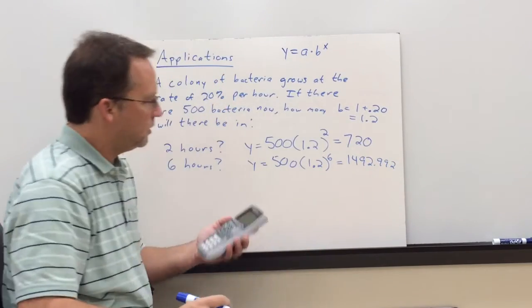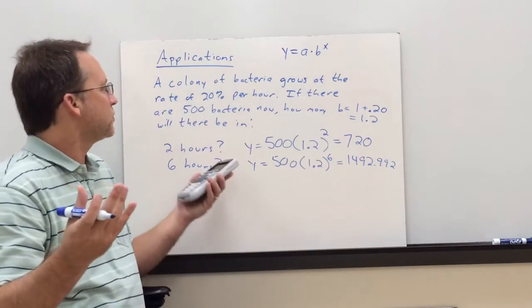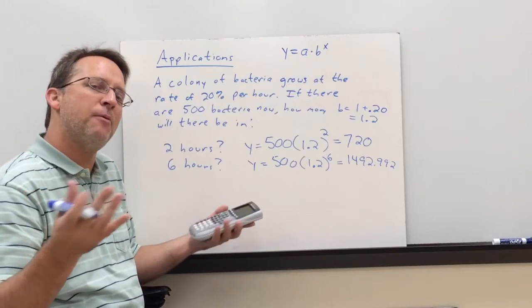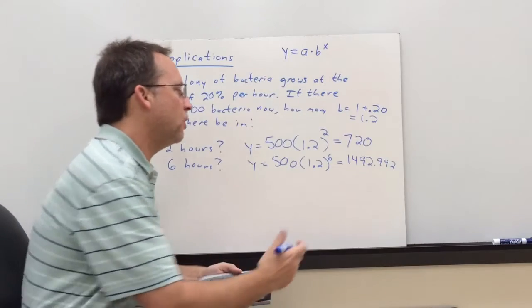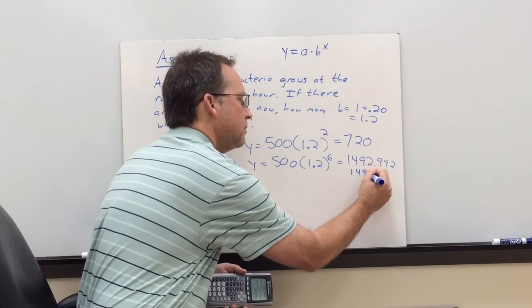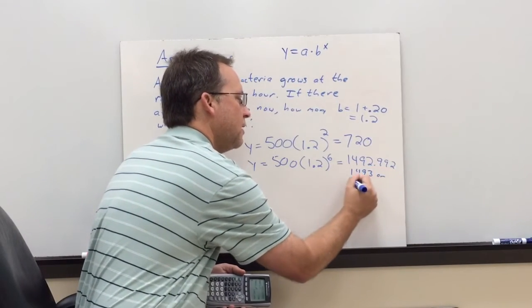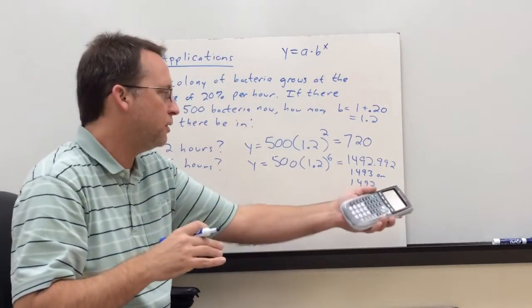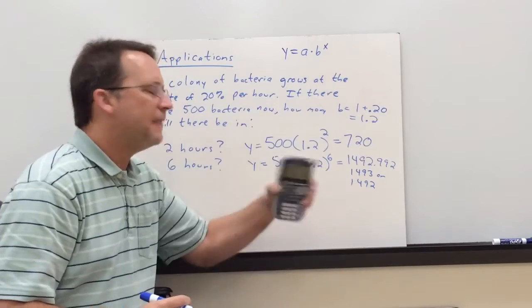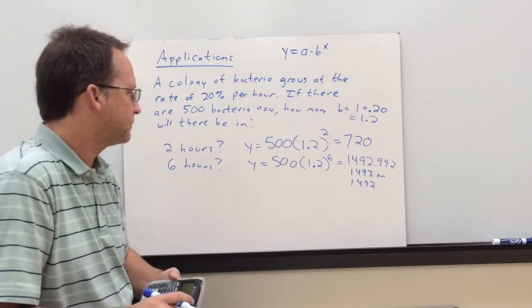1492.992, which, we're talking about a number of bacteria. I guess we probably really want a whole number there. So you could round that up if you wanted to 1493. Or you could say, well, that's really just 1492 because that last bacteria never totally formed, although it was super close there. Either one of those is going to be acceptable.